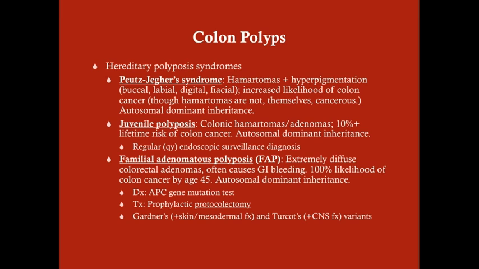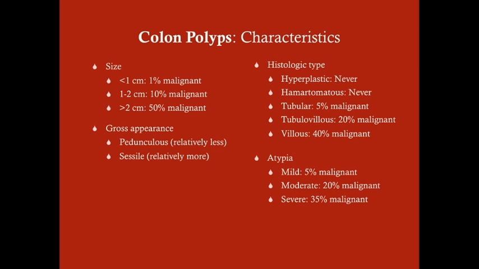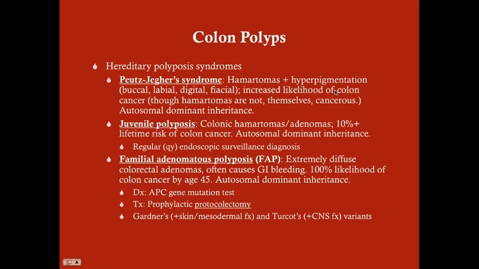Now, the first one is Peutz-Jeghers syndrome, and this is an autosomal dominant disorder. So if you have a mom or a dad that's affected, you have a 50-50 chance of being affected. What this is are hamartomas of the colon, and I'm not sure if they affect the rest of the GI tract, but they're hamartomas of the colon. So remember that particular histologic type. The hamartomas themselves are not cancerous, but having Peutz-Jeghers syndrome puts you at increased likelihood of colon cancer.